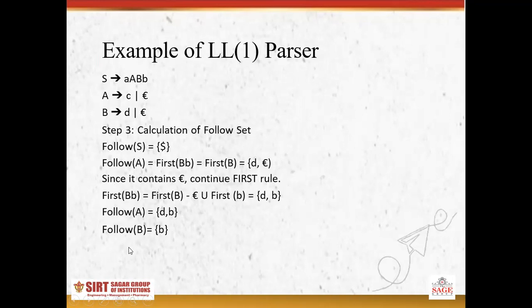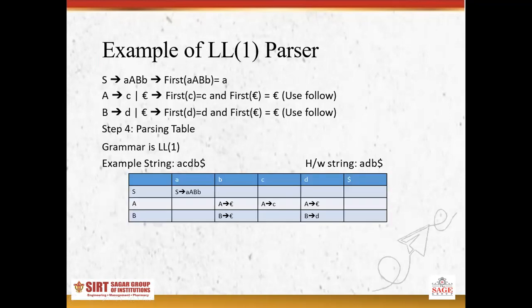Now, calculating follow of B, we can check the right-hand side of the grammar. B is followed by a terminal, small b. So hence we reach the follow of B. Now we have to construct a parsing table for the LL(1) parser. How can we construct it?